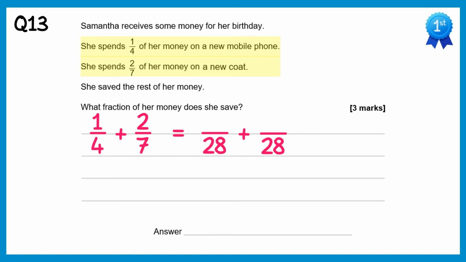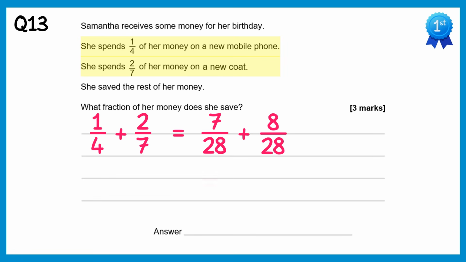So we need to convert that 1/4 to 28ths. To do this, we'd multiply the top and bottom by 7. So 1 times 7 is 7 on the top, and 4 times 7 is 28 on the bottom. We also need to convert the 2/7 out of 28. To do this, we multiply the top and bottom by 4. So if we multiply the top by 4, 2 times 4 gives you 8, and the bottom, 7 times 4, is of course 28.